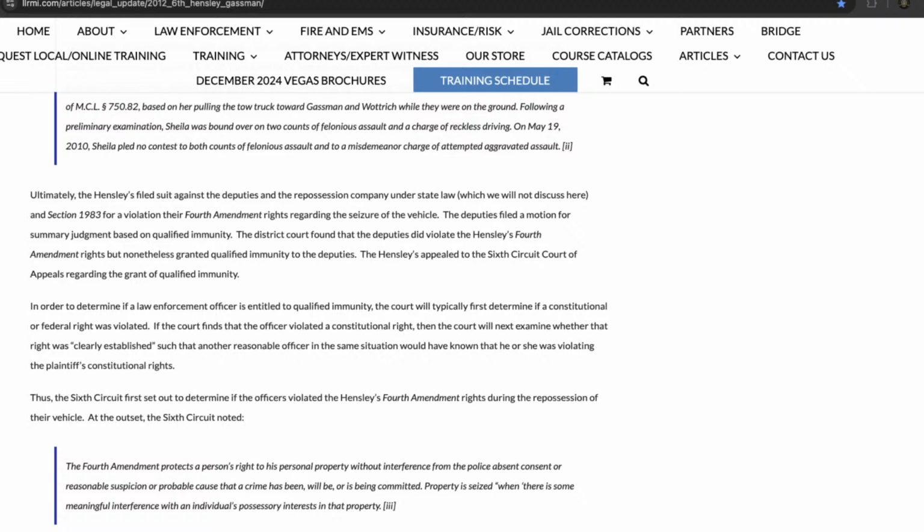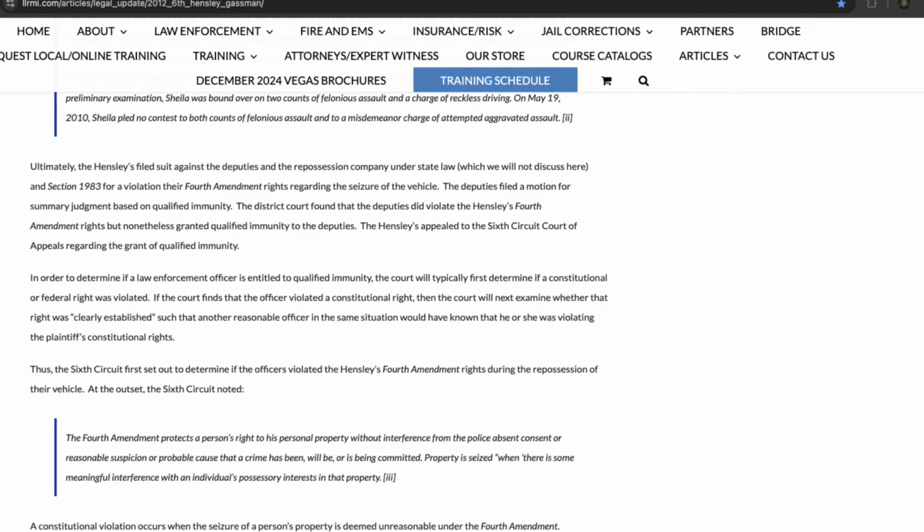The deputies filed a motion for summary judgment based on qualified immunity. So they're trying to get immunity from action because they felt like they were acting within the boundaries of their lawful duty. Well, we're going to find out. In order to determine if a law enforcement officer is entitled to qualified immunity, the court would typically first determine if a constitutional or federal right was violated. If the court finds the officer violated a constitutional right, then the court will next examine whether that right was clearly established, such that another reasonable officer in the same situation would have known that he or she was violating the plaintiff's constitutional rights.